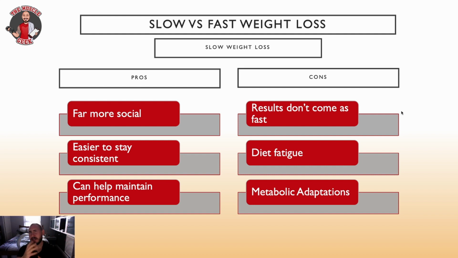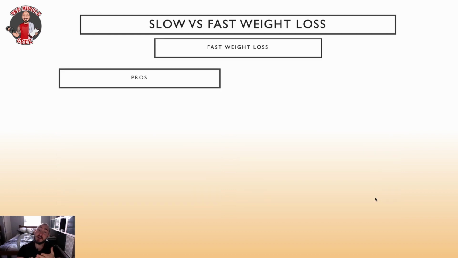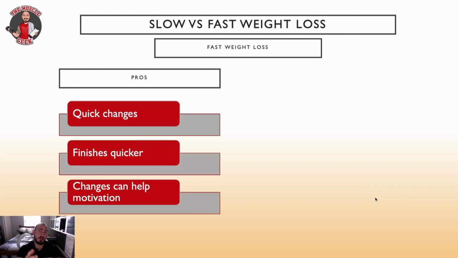There are also some metabolic adaptations that are coming with a slower fat loss phase. Your body gets used to being on those certain calories, so it preserves what calories it can to help you survive. Remember, your body is optimized for survival. That is it. Next, we have fast weight loss. Now, the pros with fast weight loss are obviously quick changes. You're able to see the changes in your physique far quicker.